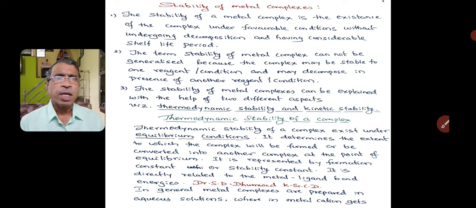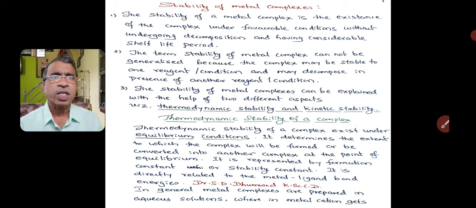Now, the term stability of metal complexes cannot be generalized, because the complex may be stable to one reagent or one particular condition and may decompose in presence of another reagent or another condition. This is a very important point to be noted. The stability is not a permanent aspect of metal complexes. It is in general even for human beings also. The same complex may be stable in one reagent or condition, or it may decompose in presence of another.